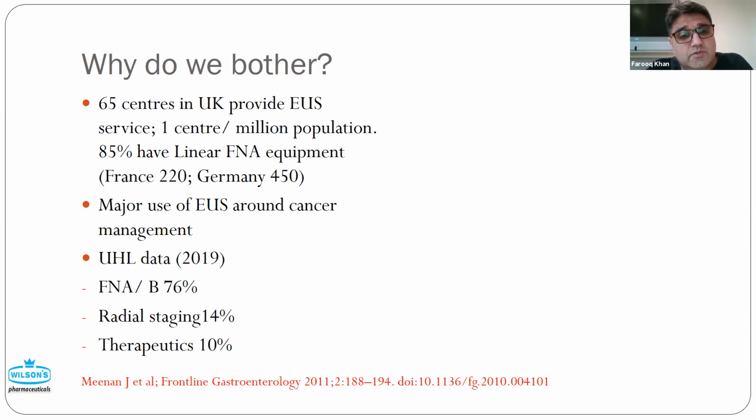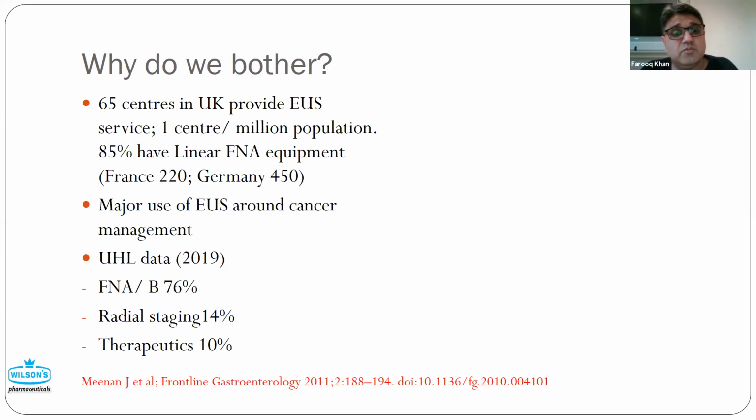Okay, well, I'll just quickly take you through the review that was published a few years ago in Frontline Gastroenterology by Guy's and St. Thomas's group. There are 65 centres in the UK which provide EUS service. And if you look at our population, you could clearly see that there is about 1 centre per million population. So there's one hospital that does provide EUS service for 1 million population. That's really not exciting, is it? And when you compare it to France, where there are 220 centres, and Germany, where there are 450 centres.